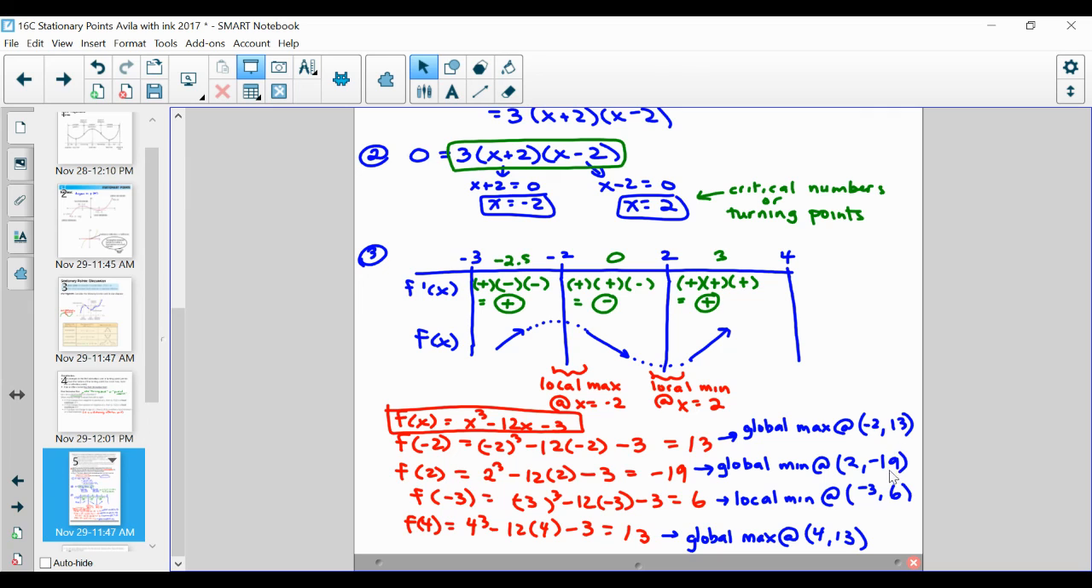The highest that my function ever gets, the highest y value, is both when x is -2 and when x is 4. The lowest that my function ever gets is -19. So that's my global minimum. And this point is just a local minimum. Okay, it's low, but it's not the lowest.